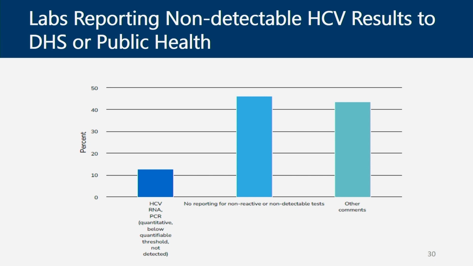Looking at some additional results, we asked respondents if they reported or sent their negative or non-detected hepatitis C lab results to local or state public health. And we saw about 45% said that they didn't report any of those non-reactive or negative results. We also saw a very large percentage of respondents putting in additional comments, like the fact that they send out to reference labs for their confirmatory testing.